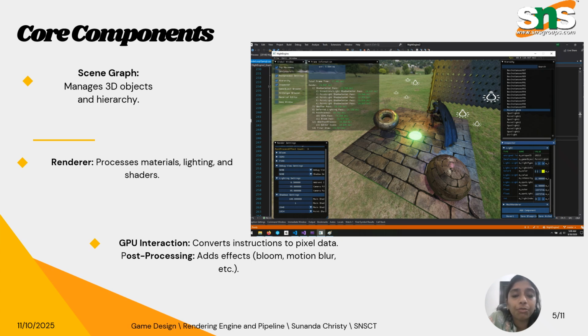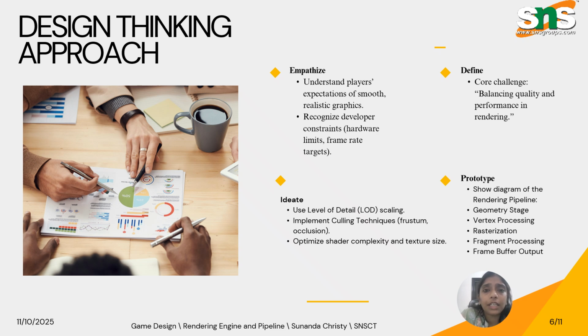In post-processing, we add effects like bloom and motion blur. See here the blurriness, how many effects, lights, textures and rendering should be given. All those things come under the core components of the rendering engine. Next, we can take this rendering engine and pipeline in the form of a design thinking approach, how the empathy takes place and how it is defined, where we are going to ideate, and what prototype is formed.